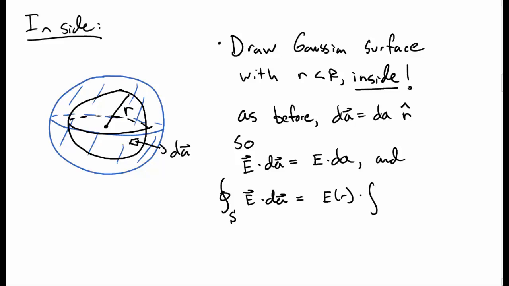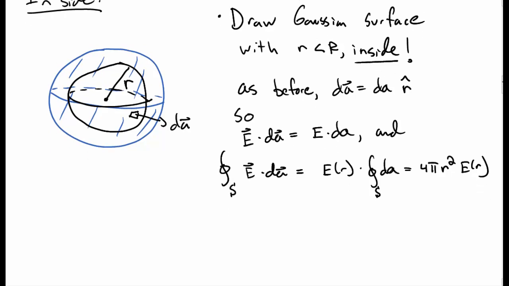This means that our flux integral, just as before, is actually just as simple. It's just the electric field times the integral of the area of our Gaussian surface. And so it's 4 pi r squared times E. So actually that part didn't change when we went inside. The other part of Gauss's law will.